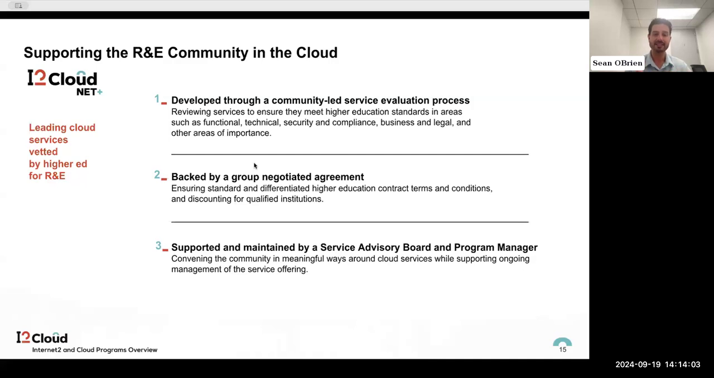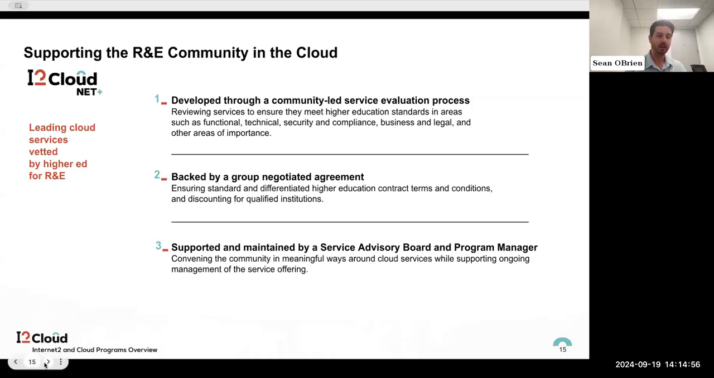And then finally, what really makes Net Plus unique, what I think our secret sauce is: all the services in the portfolio are supported and maintained by a program manager, and those services that have a certain degree of adoption have service advisory boards. The community advisory board and the program manager, some of the program managers on our team here, really work hand in hand to articulate the needs of the research and education community to the vendor, to advocate for those needs, to think about ways for collaboration around things like best practices, documentation, areas for training, and just other areas for collaboration generally.